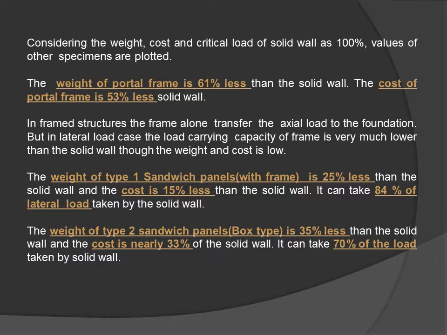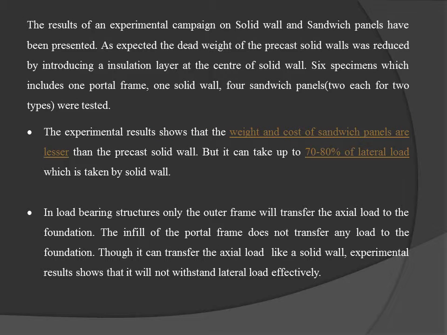Okay, and then the weight of the portal frame is 61% less and the cost of the portal frame is 53% less, but it isn't strong enough for the purpose. And then the weight of the type 1 sandwich panel is 25% less, and the cost is 15% less than the solid wall, and it can take 84% of the lateral load taken by the solid wall. Conclusion.